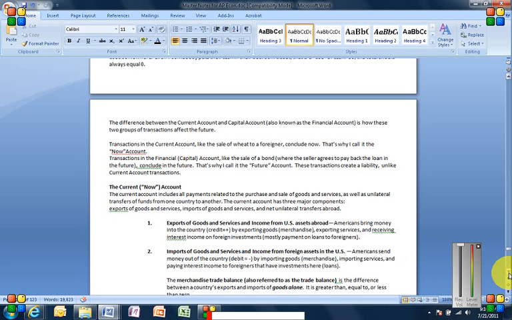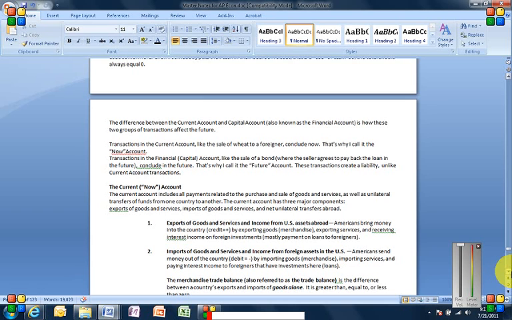So think of current as maybe current events, that kind of an association, something that's happening now and finishing now. And then the financial account and future account, there's alliteration there. Think of the two F's kind of connecting together. If you're talking about the financial account, the future account, those are transactions that create a liability. Remember, a liability is where you owe somebody some money that is expected to be paid in the future. That's different than a current account transaction.